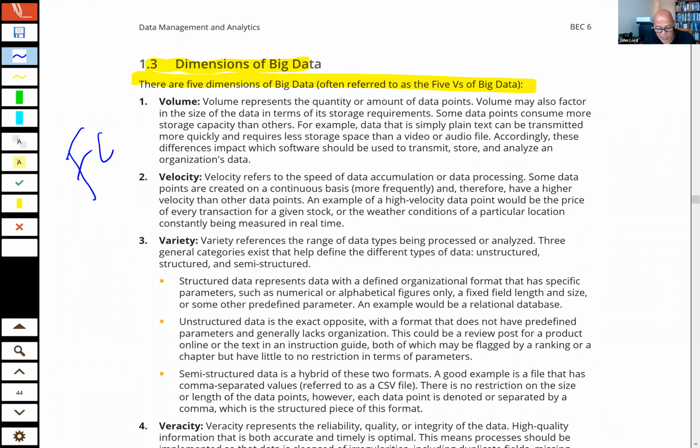Okay, so let's take a look at some of these. And again, definitions, guys. So I'm going to need you to flashcard some of these. Volume.